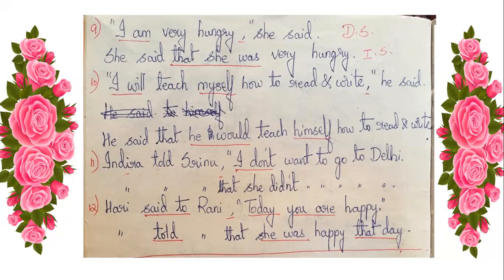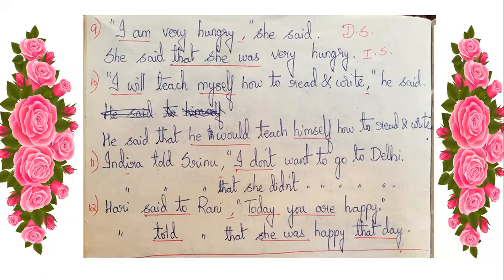Hari said to Rani, "Today you are happy." Hari told Rani that she was happy. "Said to" will become "told". Today will become that day. She was happy that day.